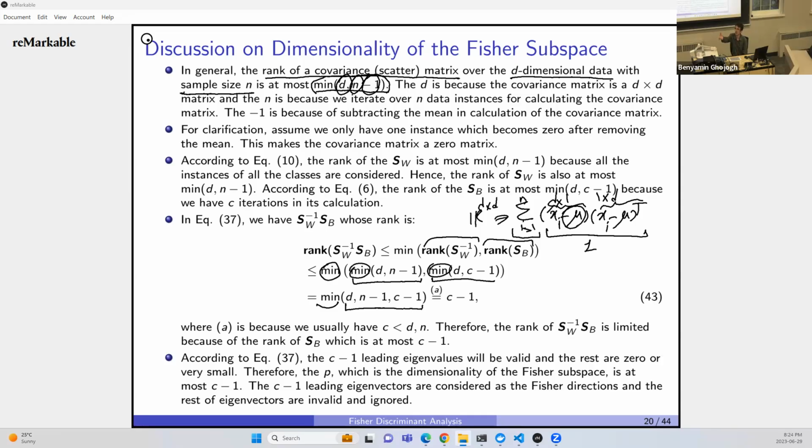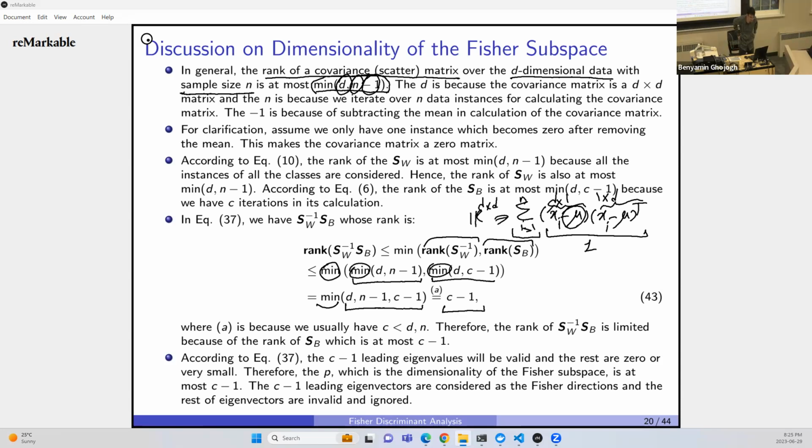Usually, C is small with respect to d and n. d is the dimensionality, n is the number of points, C is small. Therefore, it's usually C minus 1. What does it mean? Can you tell me? What does it say? The rank of SW inverse SB is at most C minus 1.